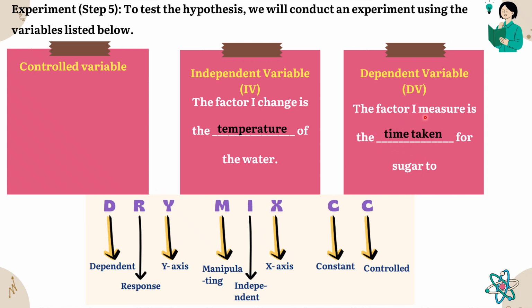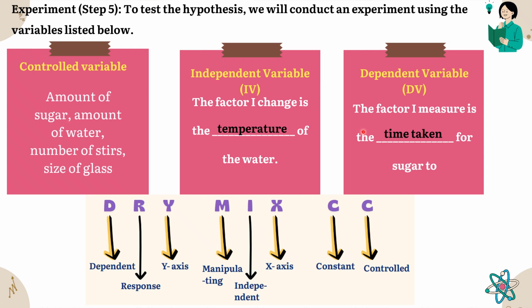This was the factor which was the response as a result of the change in the temperature. Whatever is the response is the factor that I'm going to measure in the experiment, and it is called the dependent variable. The other factors that I'm keeping the same in the experiment are called control variables. What all things am I going to keep the same: the amount of sugar that I take in both glasses, the amount of water, the number of stirs, and also the size of the glass. These are the factors that I'm going to keep the same in the experiment.